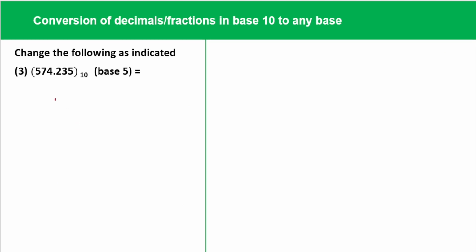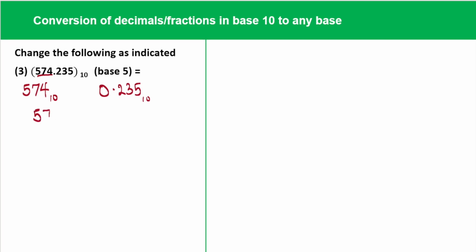574.235 base 10. We are required to convert this to base 5. Now, again, we have a whole number part. The whole number part is 574 base 10. We will convert this separately. The decimal part, 0.235, will also be converted separately. Now let's begin first by converting the whole number part.